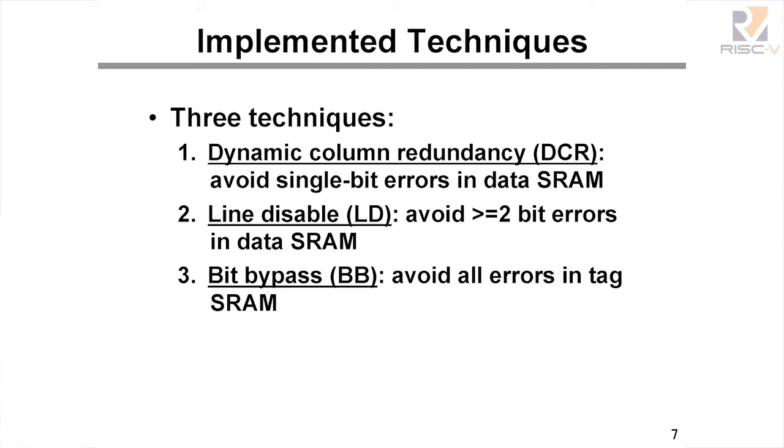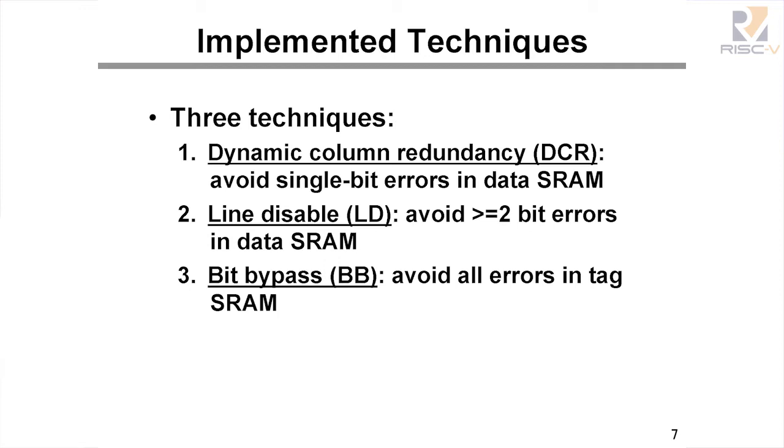So these are the 3 techniques I'm going to talk about. The first is dynamic column redundancy. This is used to protect the majority of the bits on the chip. This protects the data portions of the caches, and it allows the avoidance of a single bit error. However, at low voltage, the probability that you have a 2 or 3 bit error is actually much higher than an overwhelming number of single bit errors. So the second technique we have is line disable, to essentially disable ways in a set associative cache that have 2 or more bit errors inside them.